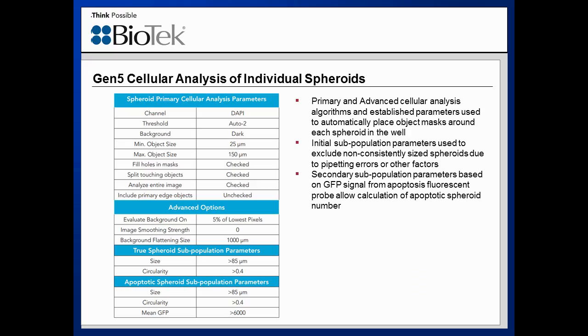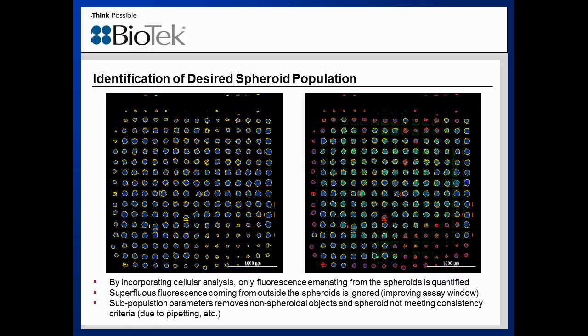We then used a number of parameters in Gen 5 to accurately identify the spheroids, and then with subpopulation, analyze only the spheroids that we're interested in, and also determine the number of apoptotic spheroids within each well. That allowed for object mask placement around all spheroids, as you can see on the left, and then subpopulation to, again, only analyze the spheroids that we were interested in.